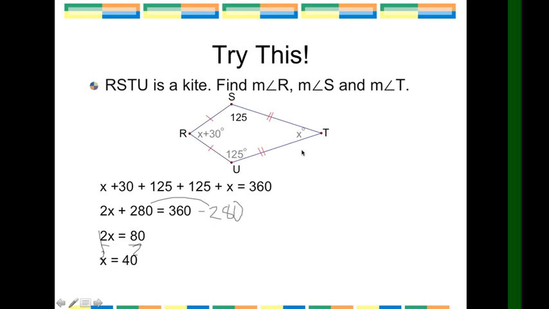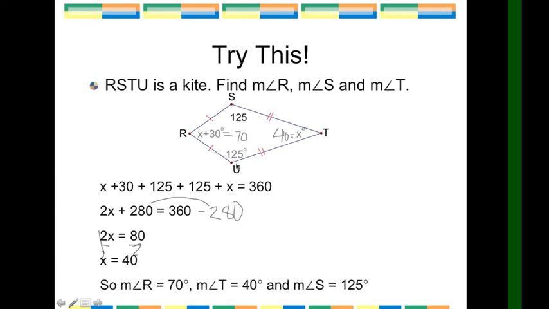Thus, the measurement of T is equal to 40 because X lang naman na nakalagay doon. And how about the measurement of R? So we will add 40 plus 30, that's equal to 70 degrees. So therefore, R is 70 degrees, T is 40, S is 125, and U is equal to 125.